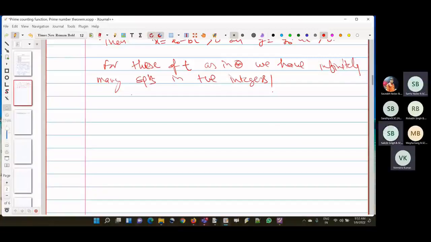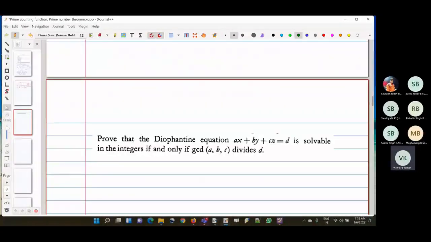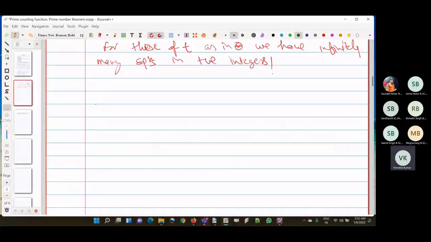One more result is there, of course, I kept it here. The Diophantine equation in three variables is solvable if and only if the greatest common divisor of A, B, C divides D. So let us start from here. Next is the next result. Of course, you can generalize it: the linear Diophantine equation.